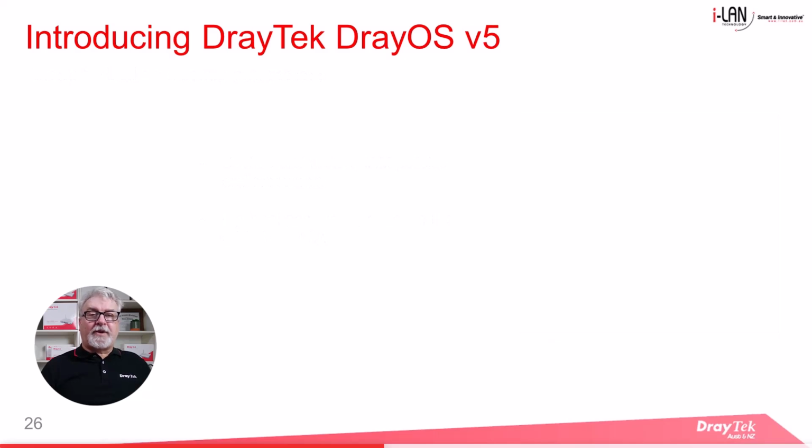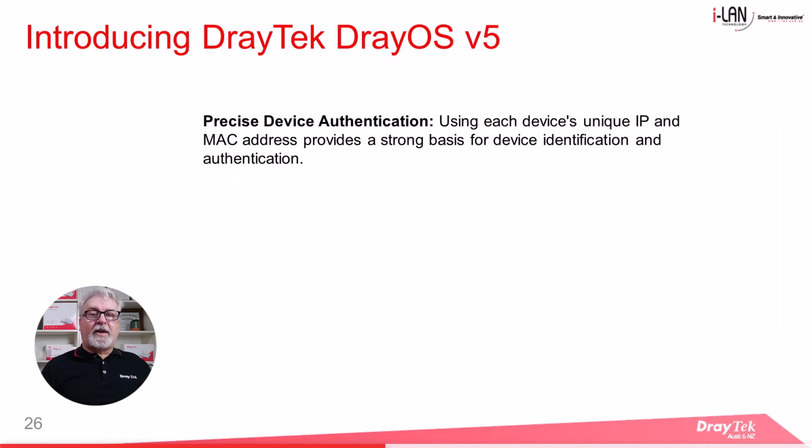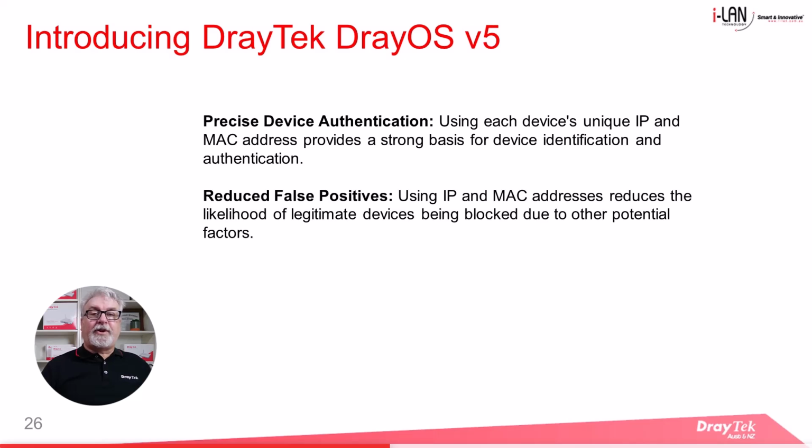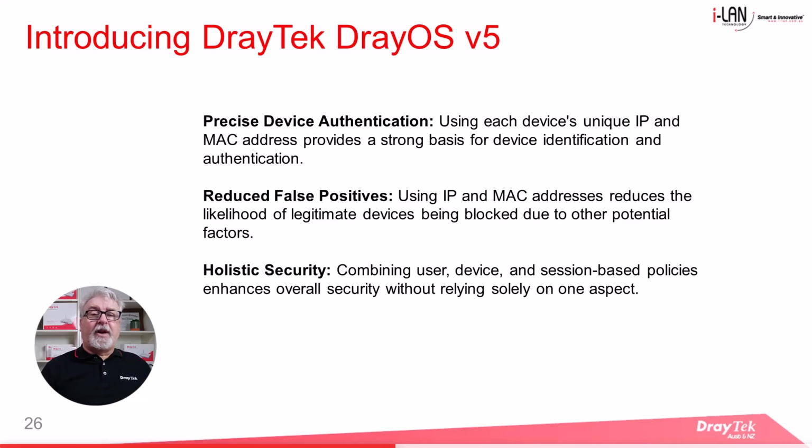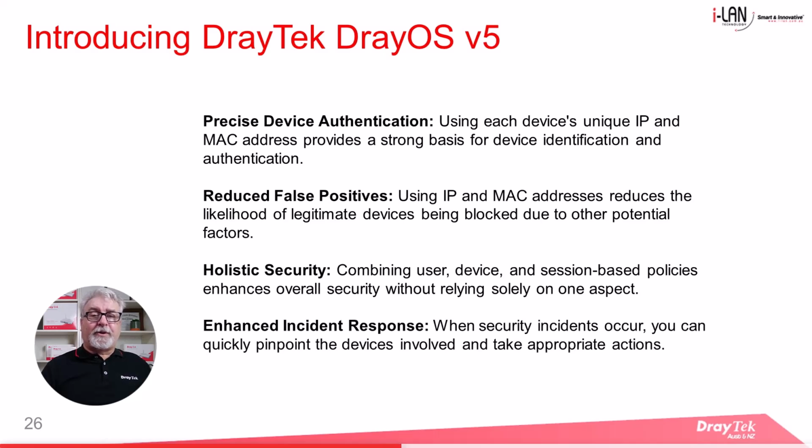So IAM gives us precise device authentication. Each device's unique IP and MAC addresses provide a strong basis for device identification and authentication. Reduced false positives: with IP and MAC addresses, you reduce the likelihood of legitimate devices being blocked due to other potential factors. Holistic security: combining user, device, and session-based policies enhances overall security without relying solely on one aspect. Enhanced incident response: in case of security incidents, you can quickly pinpoint the devices involved and take appropriate action.